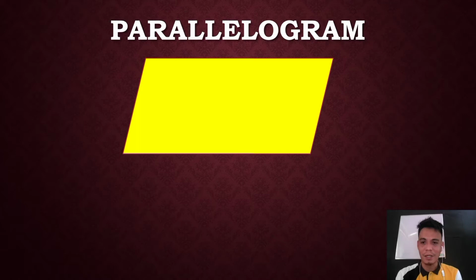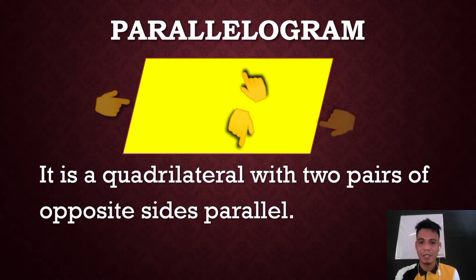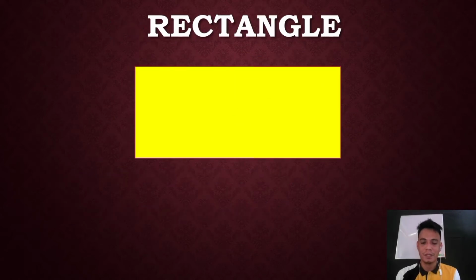So what is a parallelogram? So parallelogram is a quadrilateral with 2 pairs of opposite sides parallel. So kung nakikita po natin, meron po siyang 2 pairs of opposite sides. So meron nakatayo at meron ding nakahiga are parallel. So parallel po siya. Okay, so that is a parallelogram. Secondly is a rectangle. So ito po yung tsura niya guys.